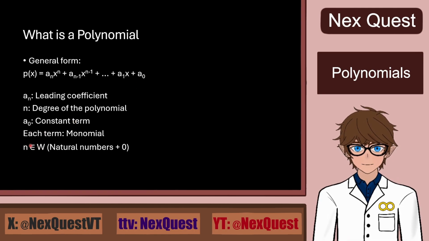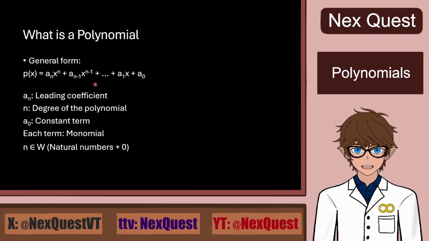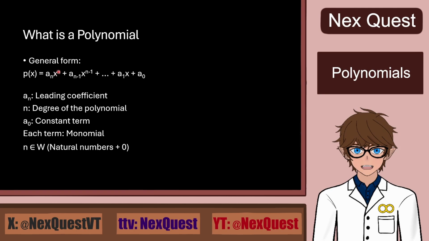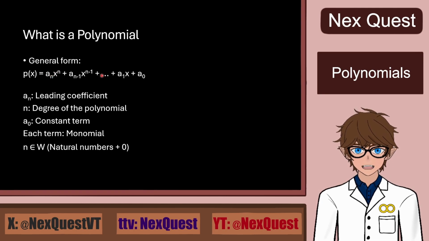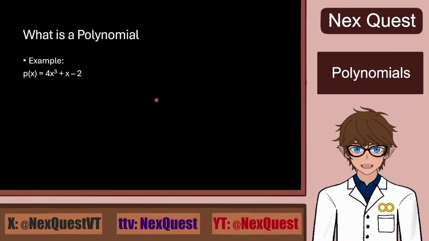And n is an element of the whole numbers, meaning all variable exponents must be either natural numbers or a 0. Also, each term is called a monomial. Damn, this is a hard word. But yes, I think these are the most important words to remember from this, so we can keep on solving math. Now let's check one example.